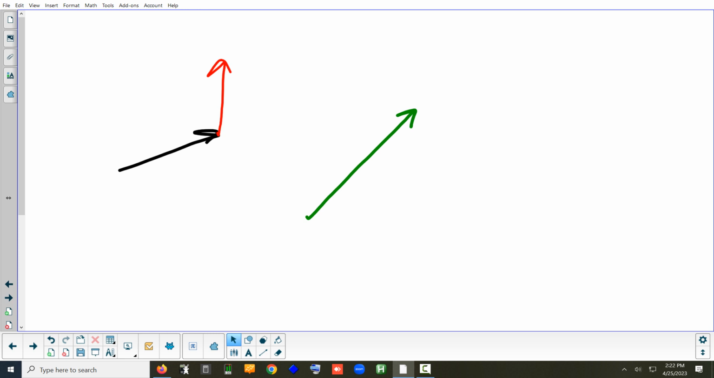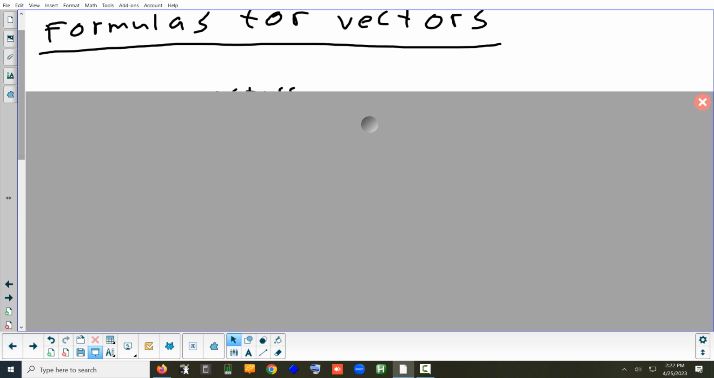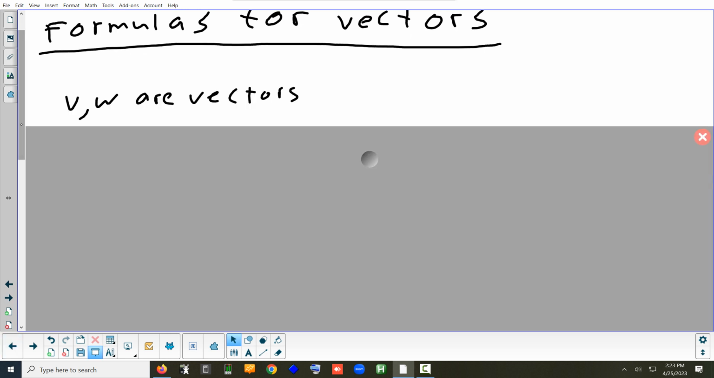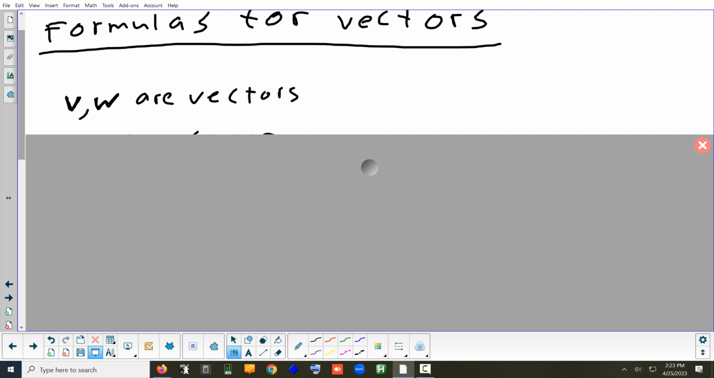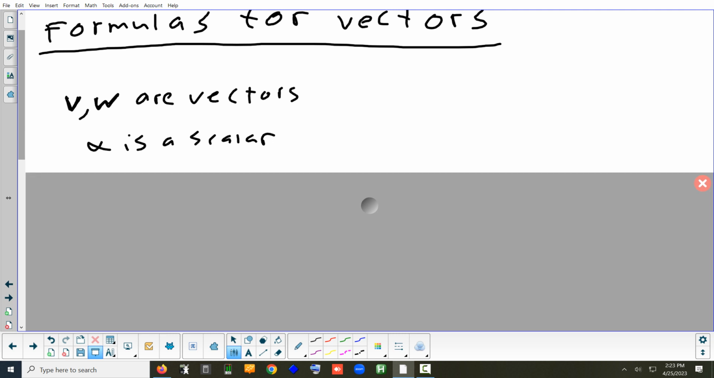Today, we're not looking at doing it visually. I'm going to show you how to do it with just numbers, so we don't have to draw anything. In the formulas I'm going to give you, I'm going to use 3 different letters. I'm going to use a V and a W. Those represent vectors. And alpha is going to represent a scalar. Scalar is something we talked about yesterday.